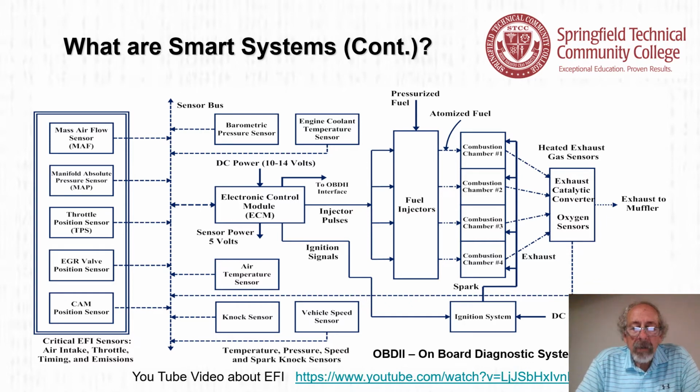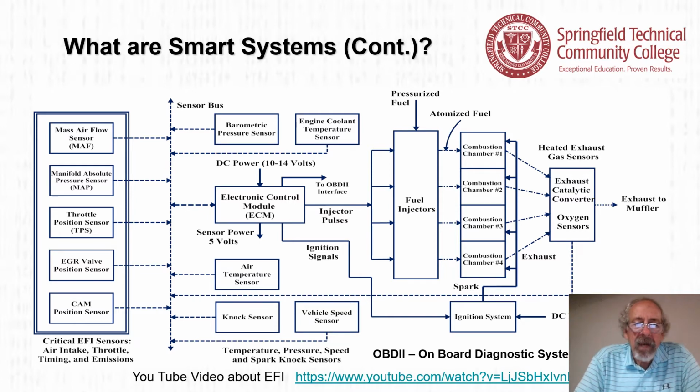By the way, there's a link to a YouTube video that's pretty good about EFI down the bottom there. On the left-hand side, critical EFI sensors: air intake, throttle, timing, and emissions. A mass airflow sensor, a MAF. Manifold absolute pressure sensor, a MAP. Throttle position sensors, no longer the gas pedal, TPS. EGR valve position sensor, and cam position sensor.